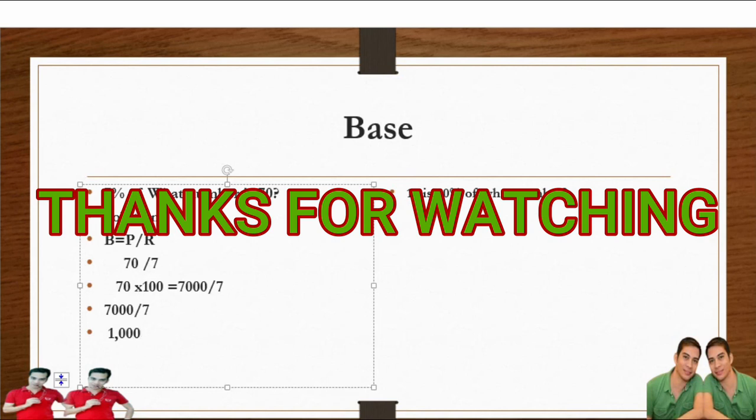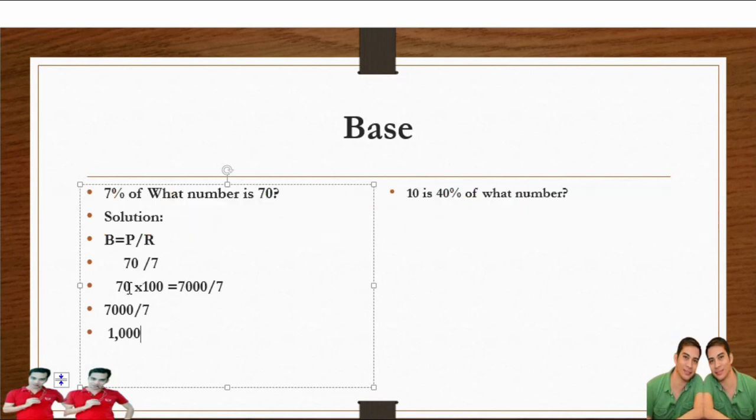So bakit po naging 7,000 po? Ulitin po para mas mapabilis. So ang 70 multiply po natin agad sa 100. For 70 times 100, the answer is 7,000. Then i-divide po natin yung rate na 7. Then 7,000 divided by 7, the answer is 1,000.